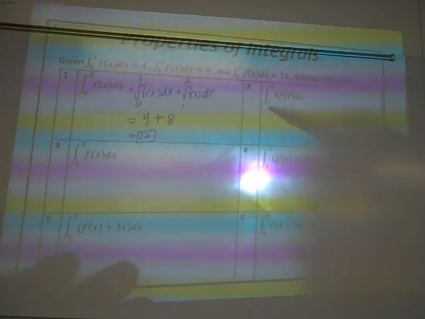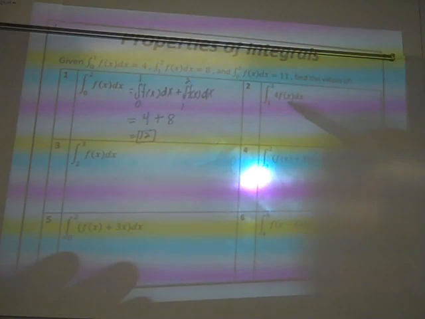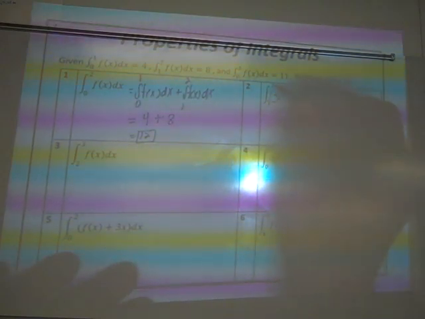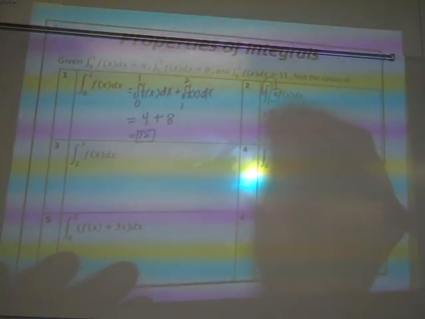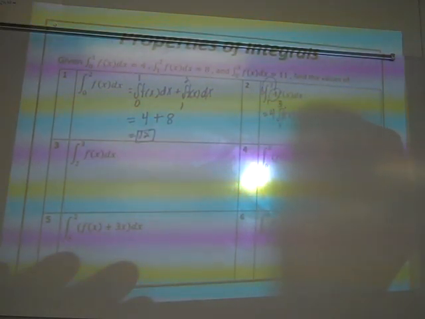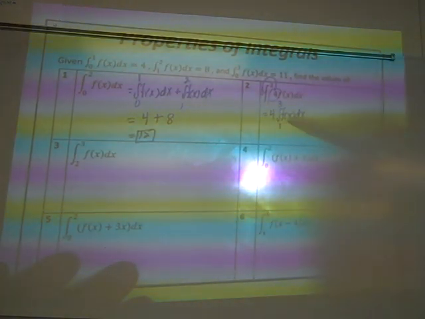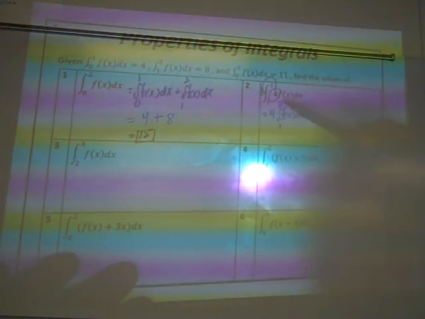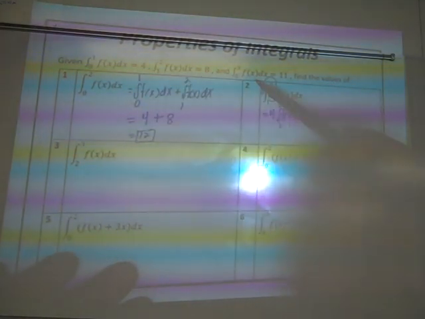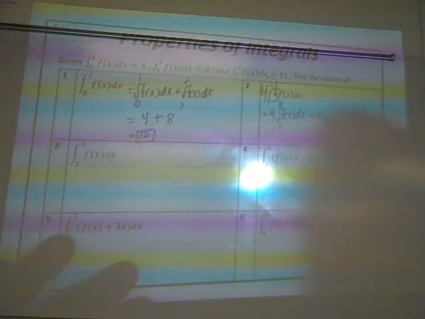I'm now being asked to find the definite integral from 1 to 3 of 4 times f of x. That 4 is a constant. I'm allowed to factor that constant out. So now I have 4 times the definite integral from 1 to 3 of f of x dx. Now, if I'm going to find the definite integral from 1 to 3, I wasn't given that explicitly. I'm going to have to get a little creative, and so how about this?